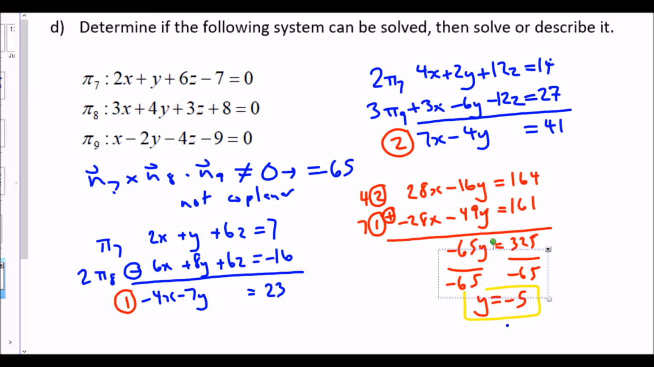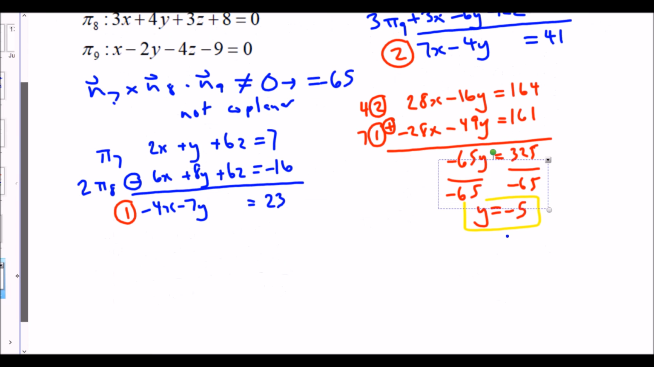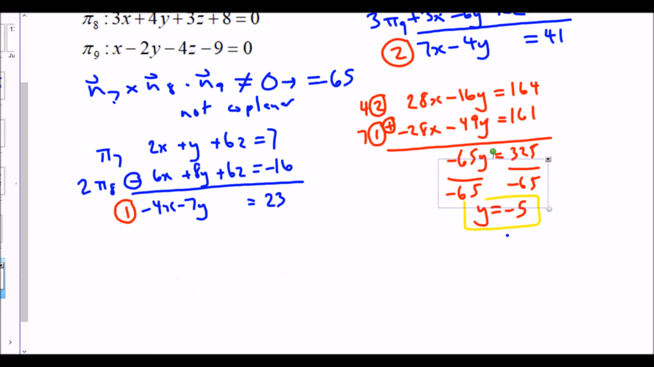So to recap, I looked at the normals and they're not parallel. Checked if it's coplanar, it's not coplanar, so that means there's a point of intersection. I chose two equations, eliminated one of the variables, chose another pair, eliminated the same variable, set up my two equations, and now I solved. So I've got y. So now I can substitute y into one of my equations. I'm going to do this guy into equation 1 to solve for x.